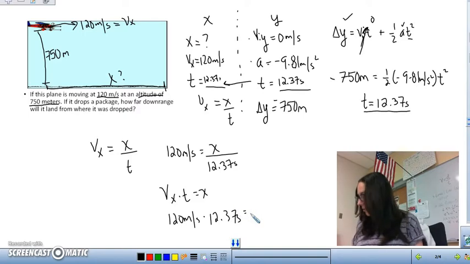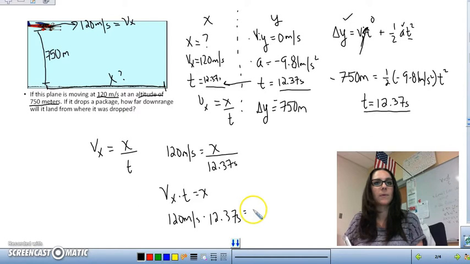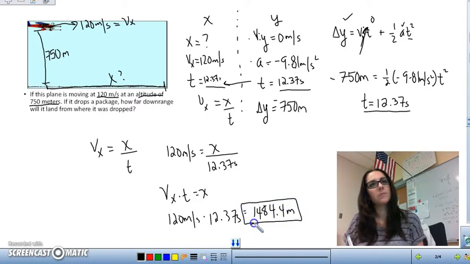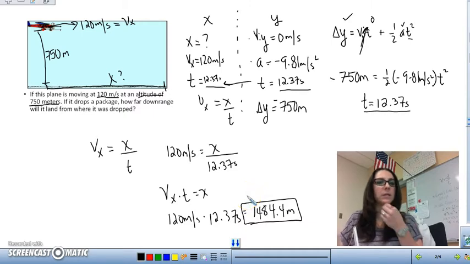So we're going to get a pretty large number, but this plane is going very fast and it's falling for a very long time. This looks great. 1484.4 meters. That would be the range of our box for this type of problem. Okay, so I'm going to use the rest of this time to set up the next problem, but I'll probably need a second video to finish that up. So let's do that.